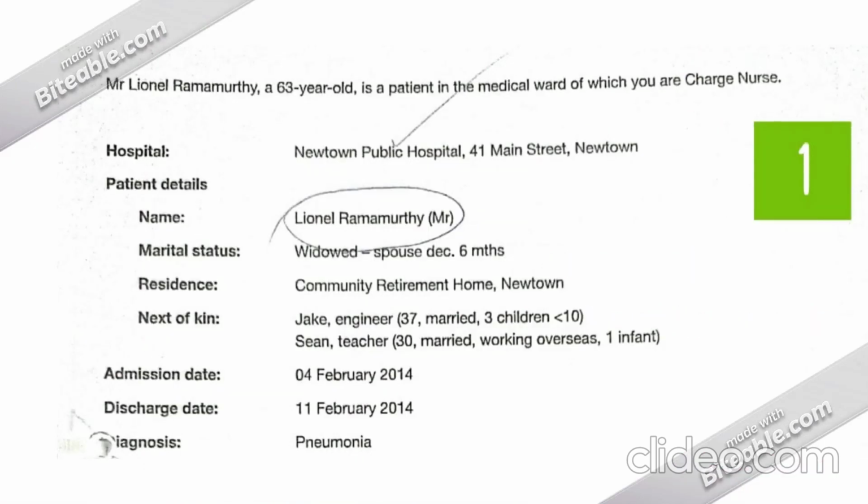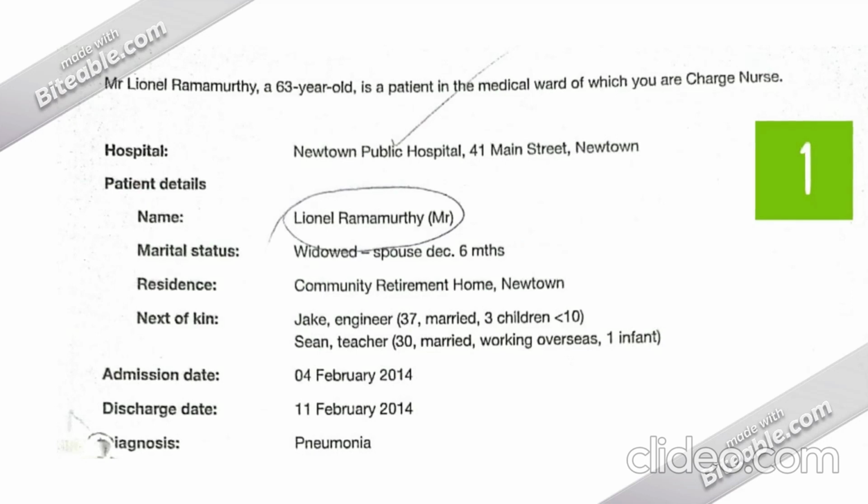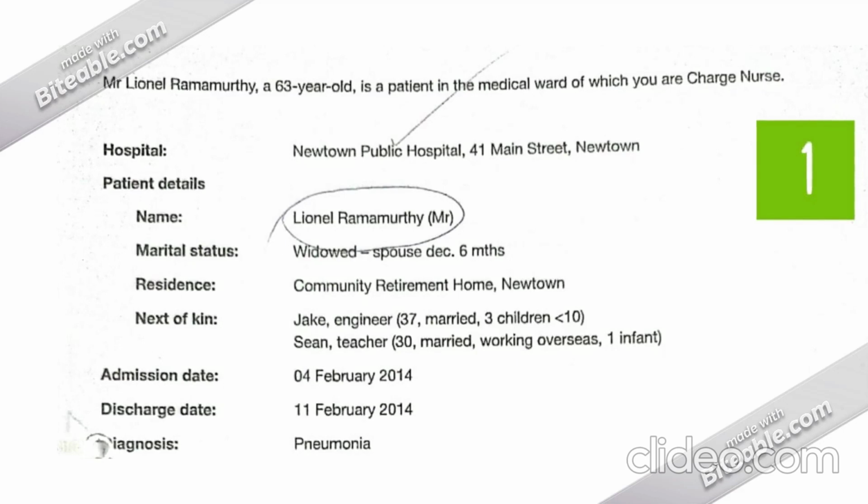Always when you start to read the question paper, you have to read the writing task first. So for your information, I will tell you what the writing task is. Using the information given in the case note, write a discharge letter to Miss Georgine Ponsford, resident community nurse at a community retirement home, 103 Light Street, Newtown. This letter will be accompanying Mr. Ramamurthy back to the retirement home upon his discharge tomorrow. So this is the writing task.